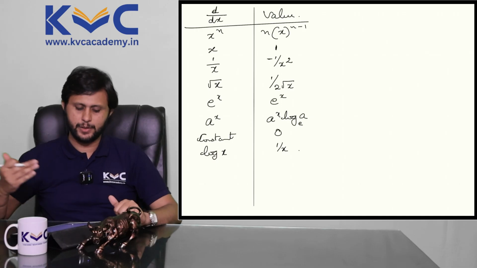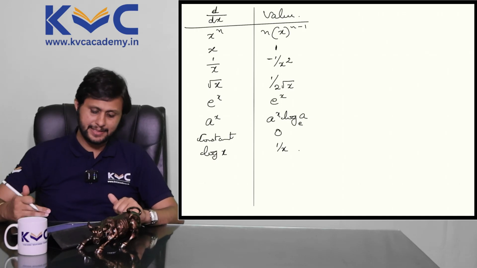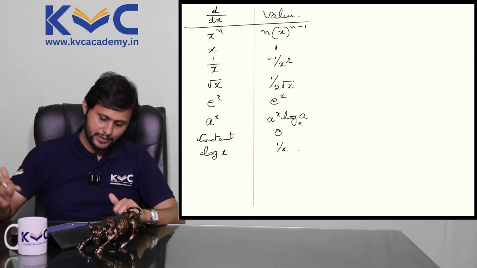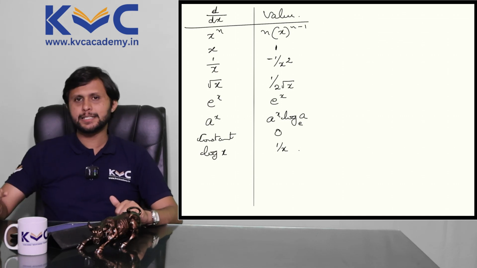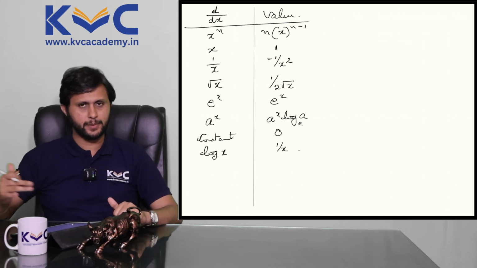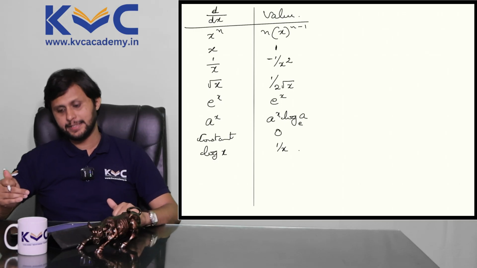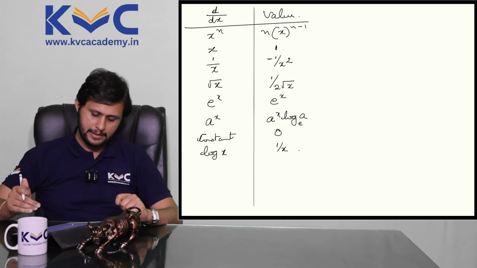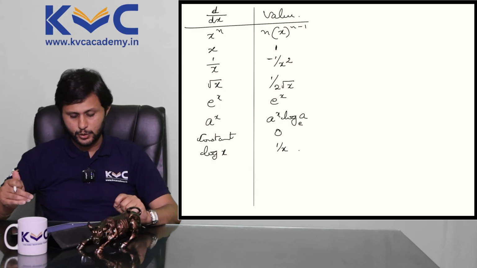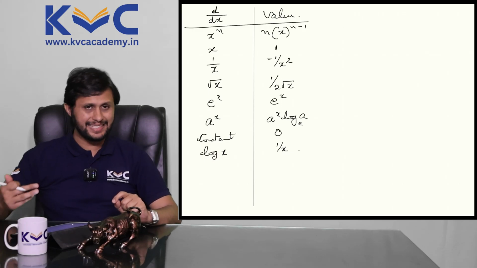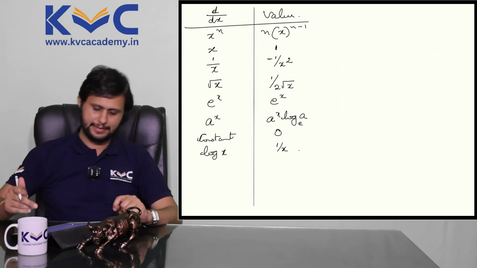Differentiation of x equal to 1. Differentiation of 1 by x is minus 1 by x square. Differentiation of root x, 1 by 2 root x. E to the power x is e to the power x. A to the power x is a to the power x log a to the base e. Then we have constant, 0. Then we have log x is 1 by x.